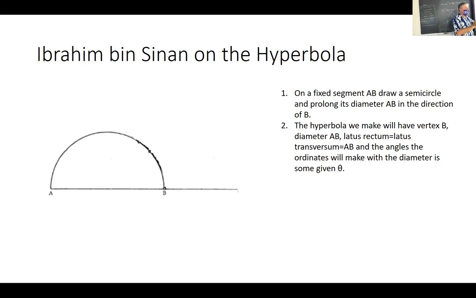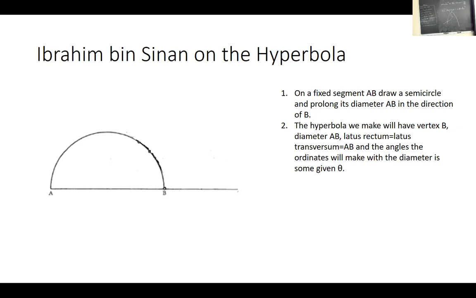So remember, a diameter is just something which cuts chords into two ordinates, into two midpoints. The latus rectum is equal to the latus traversum equals AB. You'll notice that whenever you have a problem to do with a hyperbola, you always have the latus rectum equal the latus traversum. Even though you can do it in general for any kind of ratio, I've only ever seen them have the same parameter.